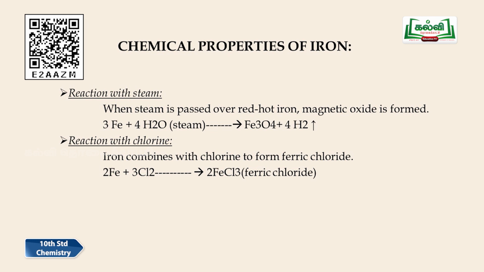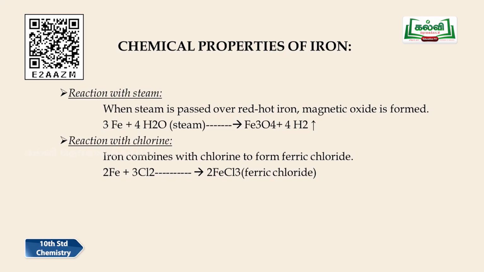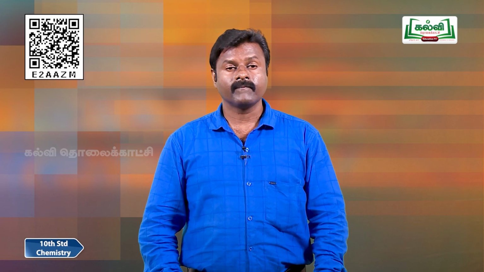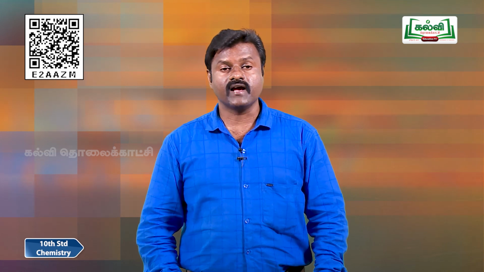Then a reaction with steam. When steam is passed over red hot iron, magnetic oxide is formed. The equation is 3Fe plus 4H2O gives Fe3O4 plus 4H2. Then it is a reaction with chlorine. Iron combines with chlorine and gives ferric chloride. 2Fe plus 3Cl2 gives 2FeCl3. So, these are the important reactions of iron, and one more is there on reaction with acid.